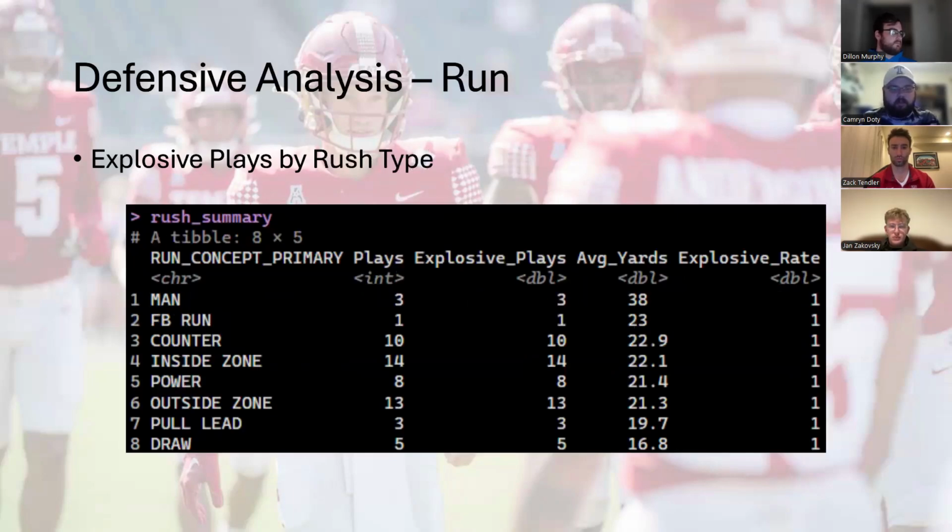And then I did the same thing as I did with the passes. I looked at which rushes we gave up more often, and by a lot, it was the inside zone and the outside zone, with some counters close behind. Even though we gave up more yards on average to man rushes, we were beaten more frequently by inside zones and outside zones.